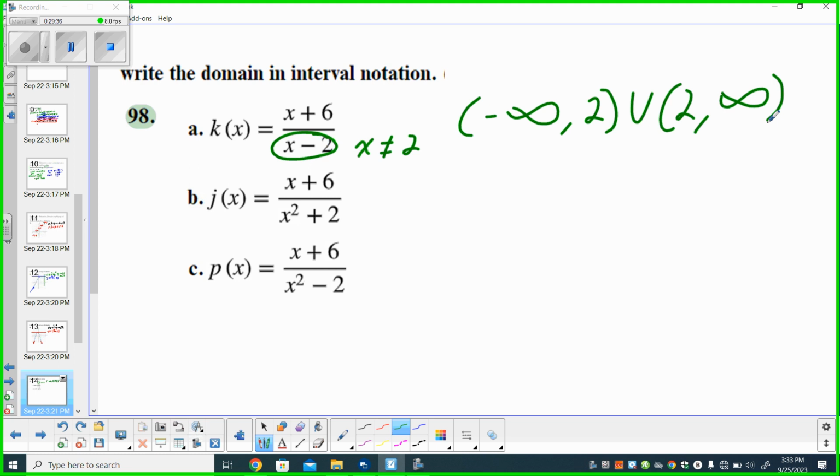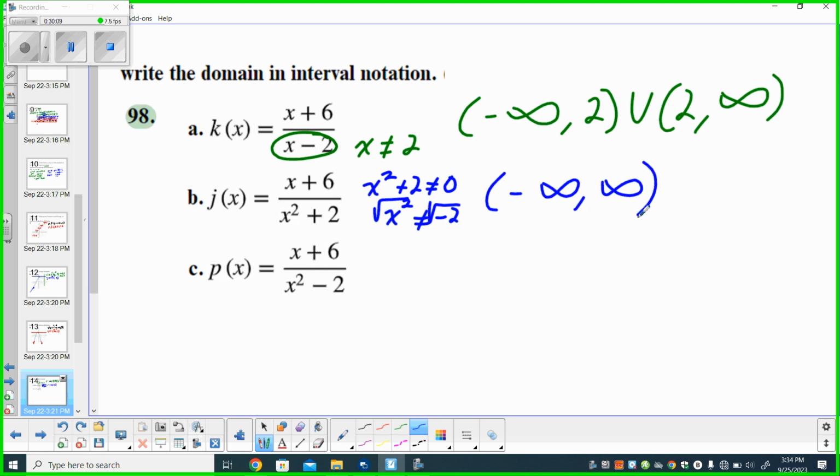Same concept here. You see x squared plus 2. If you need to set the equation up, do it. So you get x squared plus 2 cannot equal 0. Subtract 2 over, so x squared cannot equal negative 2. But if I take the square root, I get an imaginary answer. When this happens, that means x can actually be anything, because you'll never get the value of 0 as the denominator.